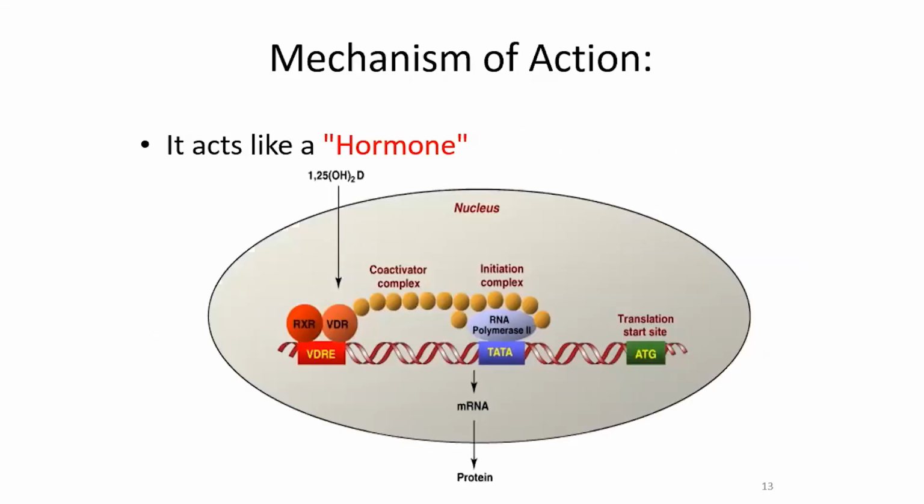Coming to the mechanism of action, I said it functions like a hormone. So when we classify the hormones which exist in the human body in biochemistry, we classify them based on the mechanism of action as group 1 hormones and group 2 hormones. Group 1 hormones are the hormones which contain that sterol nucleus. Being this vitamin D which contains a sterol nucleus in its structure, it functions similar to steroid hormones.